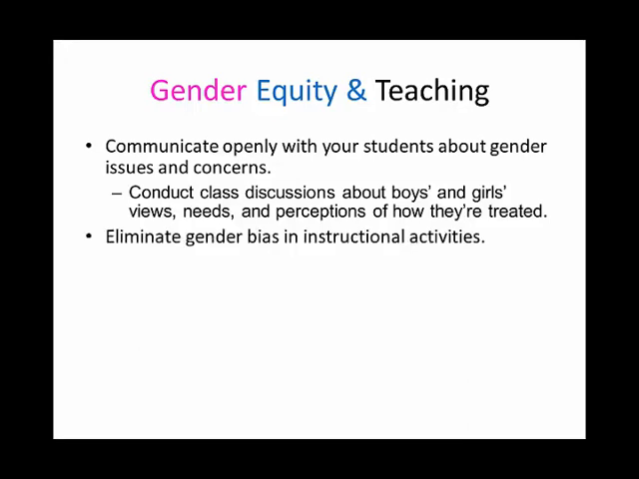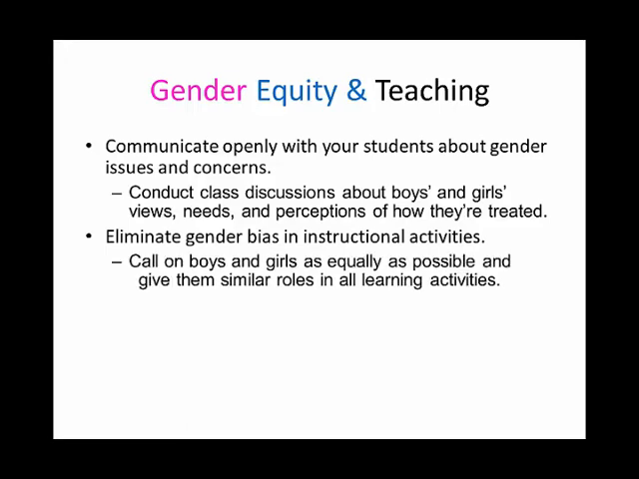Try to eliminate gender bias in instructional activities. One way you might go about doing that is to call on boys and girls as equally as possible and give them similar roles in all learning activities. In other words, if you do group assignments, for example, don't automatically make the leaders of all your groups boys, or don't automatically make all the leaders of your groups girls, or have the girls serve as recorders only. Mix up the roles that they will play in the learning activities so as not to perpetuate any form of bias in the way in which instructional activities are conducted.